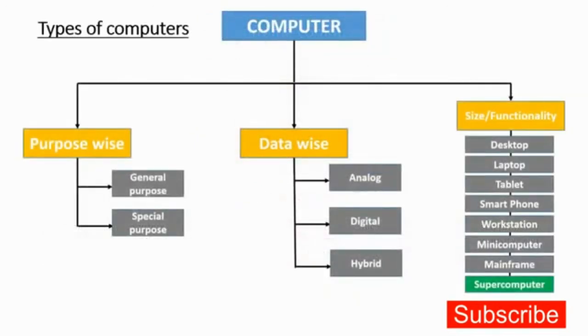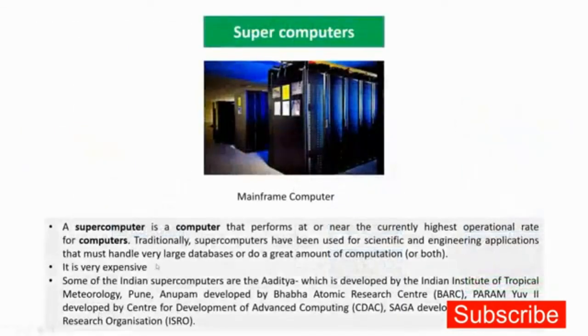And at the last we have the supercomputer. Everybody has heard this word, supercomputer. A supercomputer is a computer that performs at the highest operational rate for computers. I've given the same picture out here, but that's the mainframe computer by mistake. Traditionally, supercomputers have been used for scientific and engineering applications. So basically, for space research and all, we require supercomputers for working super fast, right?